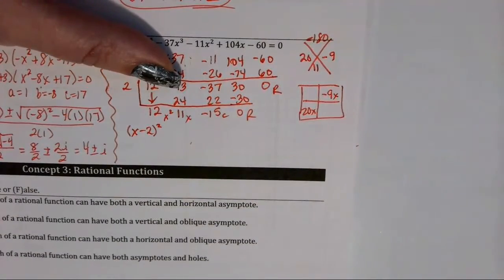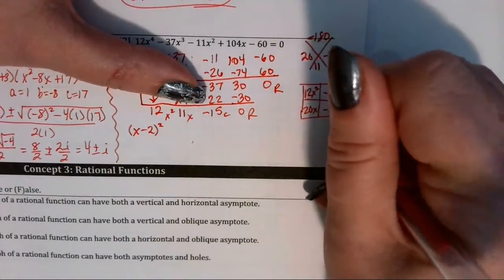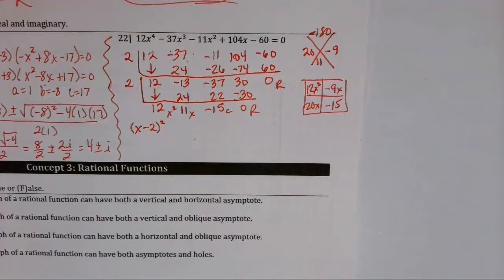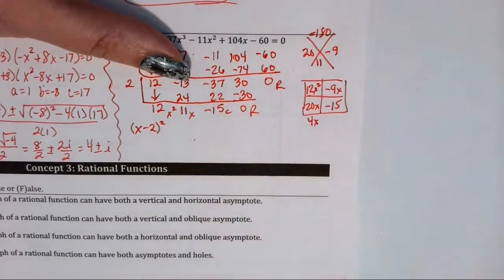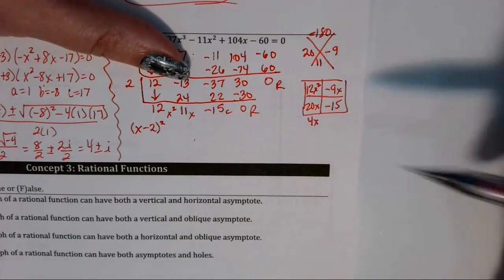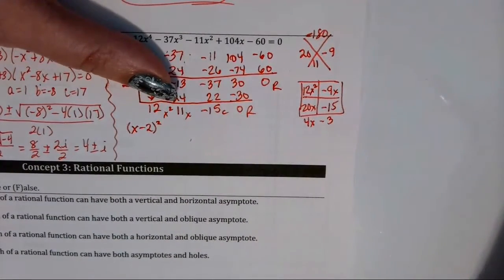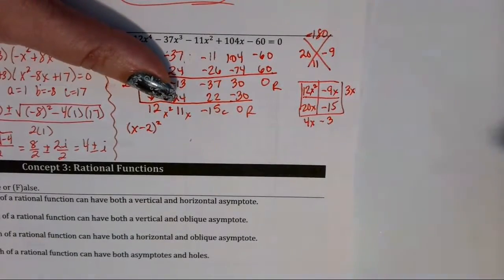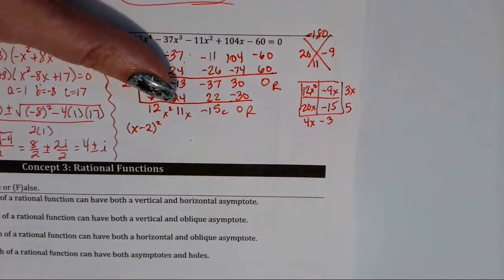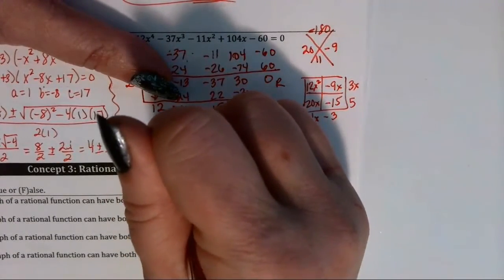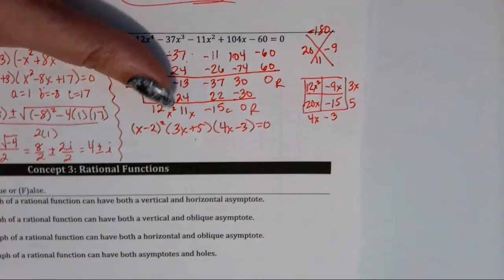on the diagonal. And then my first term, 12x squared, goes in the first box. My last term, negative 15, the constant, goes in the last box. And then we look for the GCF in each row and each column. So 12x squared and 20x, they have a 4x in common. Then negative 9x and negative 15, they have a negative 3 as their GCF. 12x squared and negative 9x have a 3x in common as the GCF. 20x and negative 15, those have a 5 in common. So the factors are 3x plus 5 and 4x minus 3.